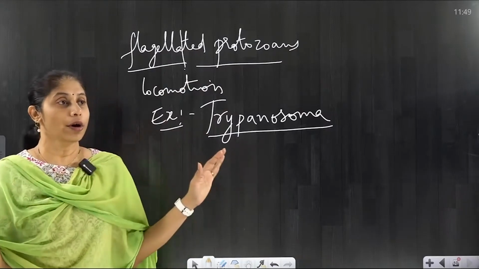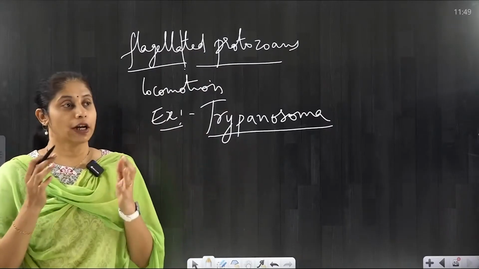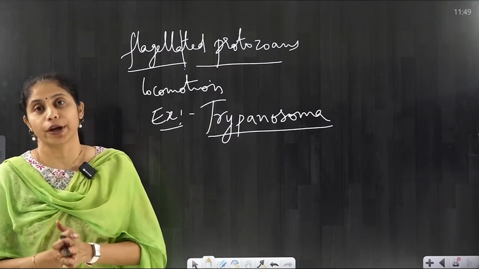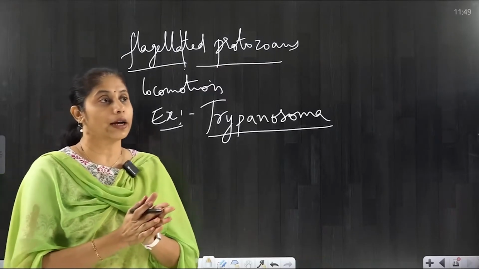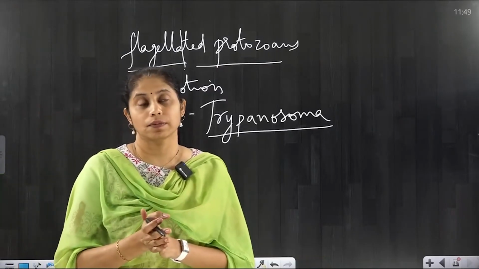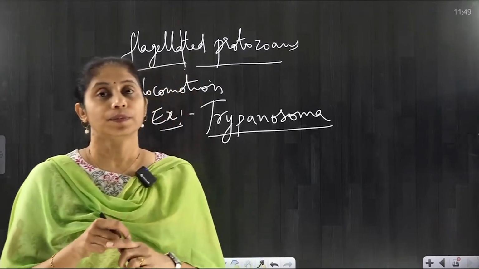Then there are no locomotory structures in the sporozoans. But that sporozoan example is plasmodium. Okay, and it is the malarial parasite. I hope all of you understood.